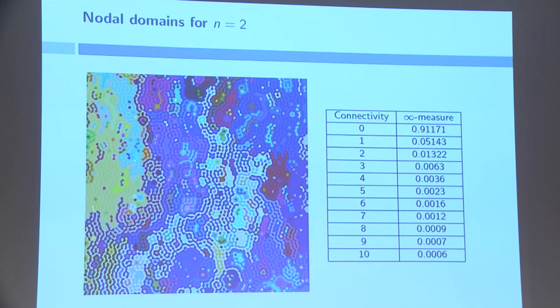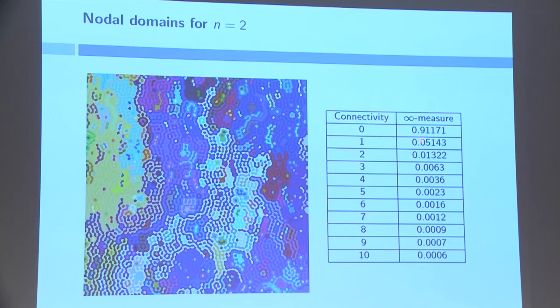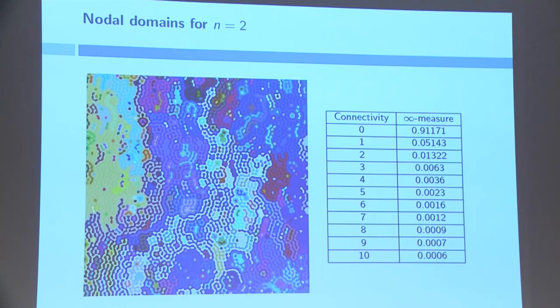And Alex Barnett computed the limiting distribution in this case. So this is the only setup in which we know what the limiting measure looks like. What he's getting is that 91% of the components will have no holes. About 5% of the components will have one hole. 1% will have two holes. And then the number of components having higher and higher connectivity starts decreasing super rapidly. That's what he's observing. His table actually goes all the way up to connectivity 20. And the error, if I remember correctly, was in the fifth decimal place, so you don't even see it here.